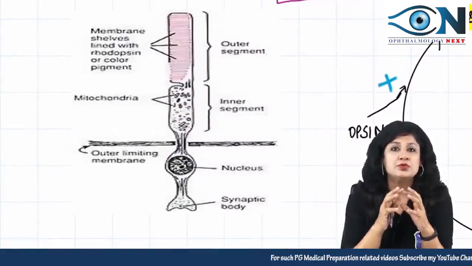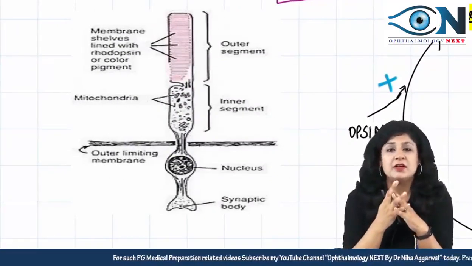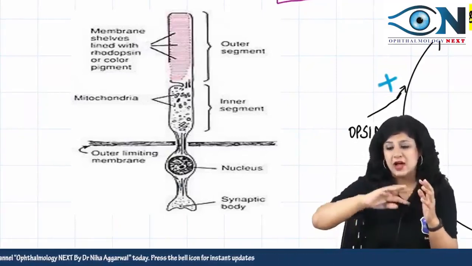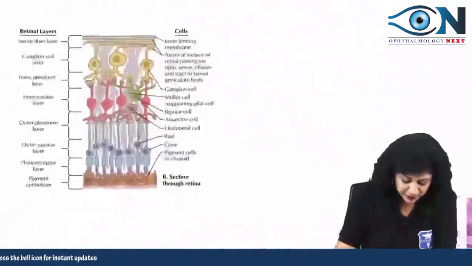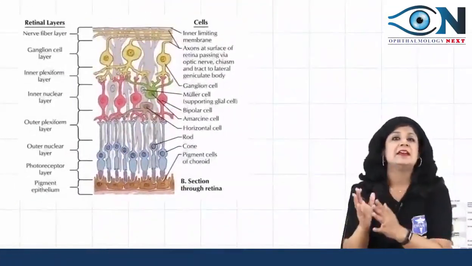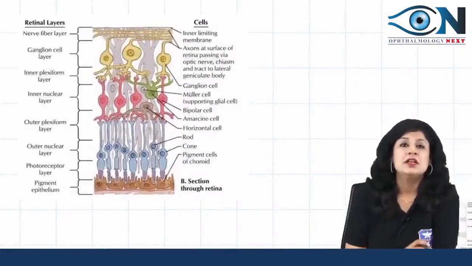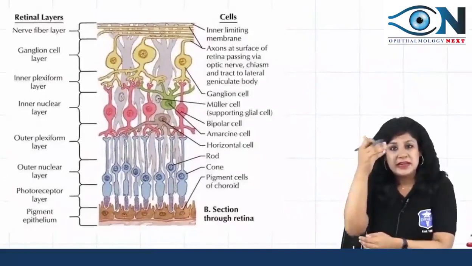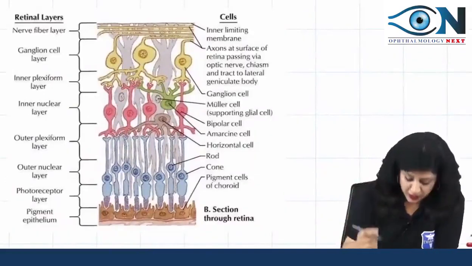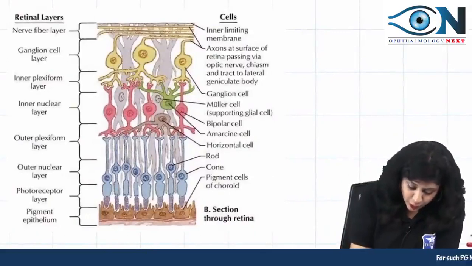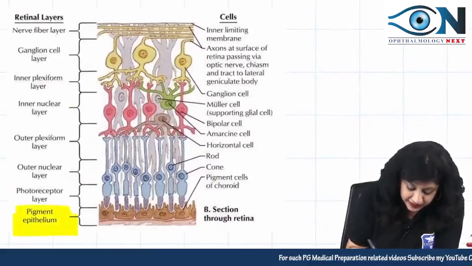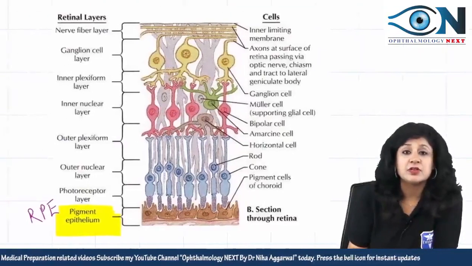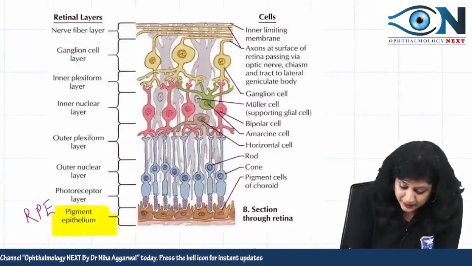Now, when you come to the different layers of the retina, first of all we have to see how these layers start and how they go. We know that in total we have 10 layers of the retina, right? Now, if you look at the different layers of the retina from the outer side going in, it starts with the RPE layer.